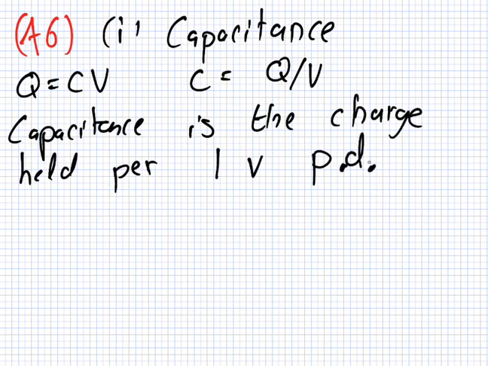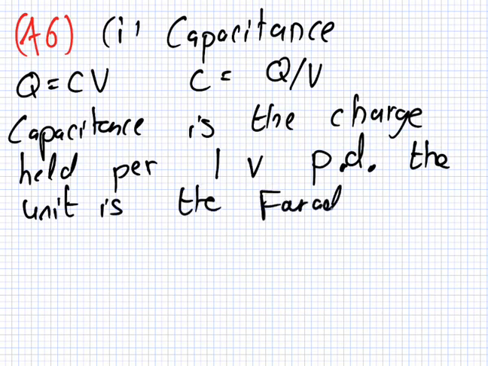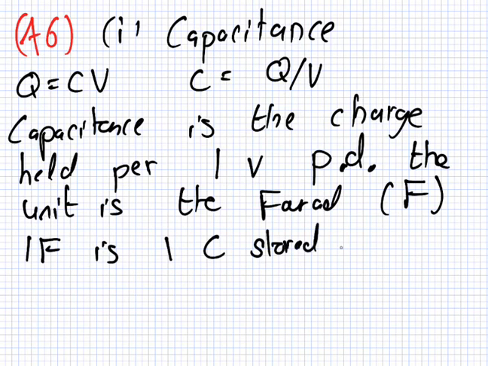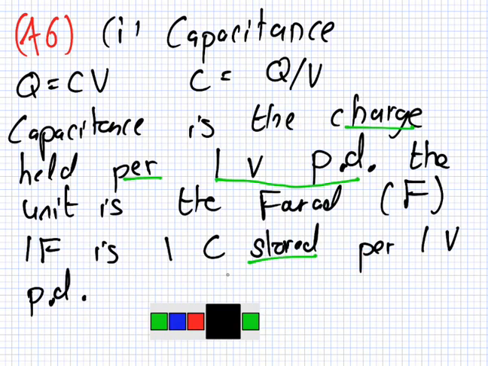And what's the unit? It's the farad, isn't it? And the letter is capital F. And we will give the definition of the unit as well. 1 farad is 1 coulomb stored per 1 volt potential difference. And the key words you're looking at here: stored, charge per 1 volt potential difference. It's only 1 mark. So if you wrote that, I'd definitely give you the mark.